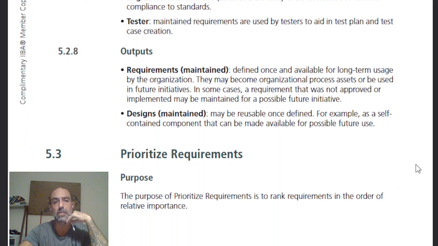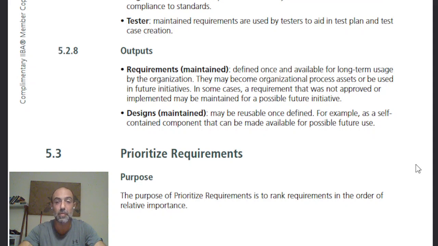And finally, outputs. What are the outputs? Maintained requirements, defined once and available for long-term usage by the organization. They may become organizational process assets or be used in future initiatives. In some cases, a requirement that was not approved or implemented may be maintained for a possible future initiative. If the requirement is not approved or implemented, it doesn't necessarily mean it's useless. It could just mean they don't want to use it on whatever we're doing right now.